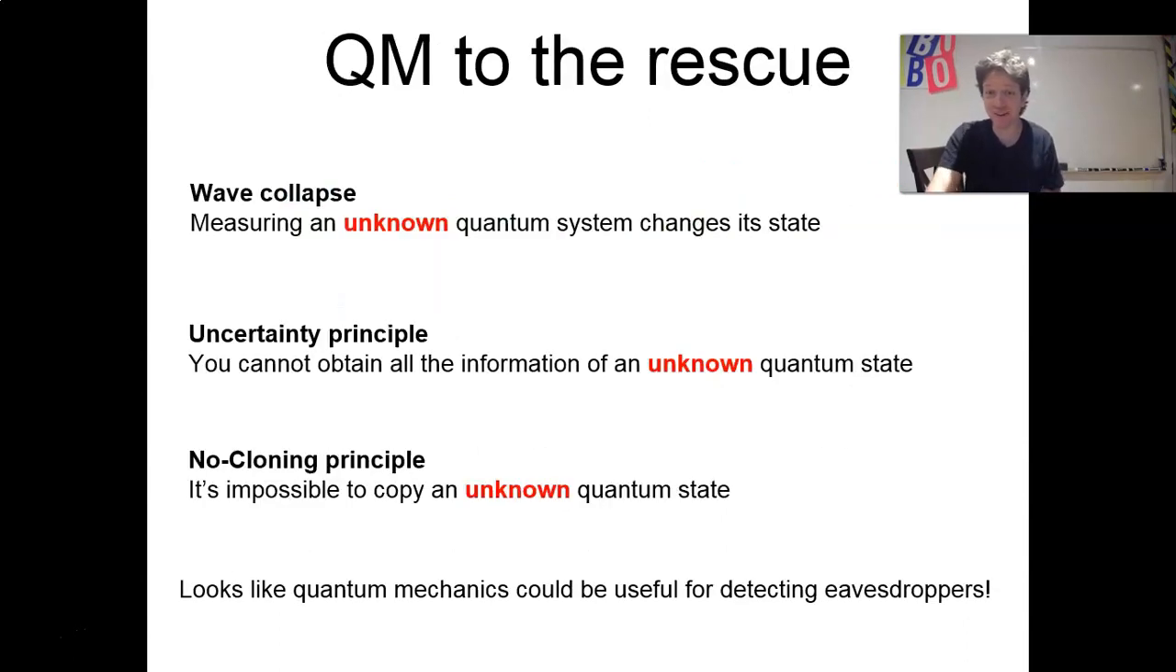How is it going to work? Well, quantum mechanics, or the rules of quantum mechanics, are going to come to the rescue. Specifically, we have wave collapse, meaning if an eavesdropper tries to measure an unknown quantum system, they will change the state of that quantum system and will therefore be detected. Next, the uncertainty principle. Even if they try to obtain information from a quantum state, the uncertainty principle says they cannot obtain all the information from that unknown quantum state. So not only will they be detected, but they can't get all the information anyways.